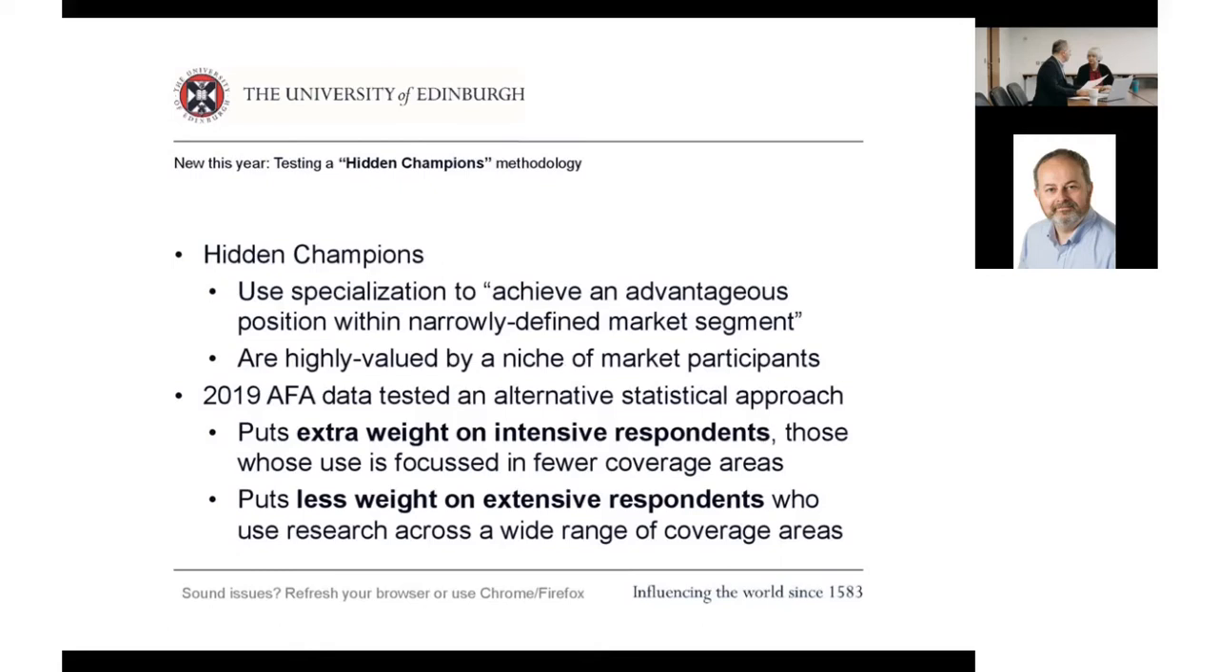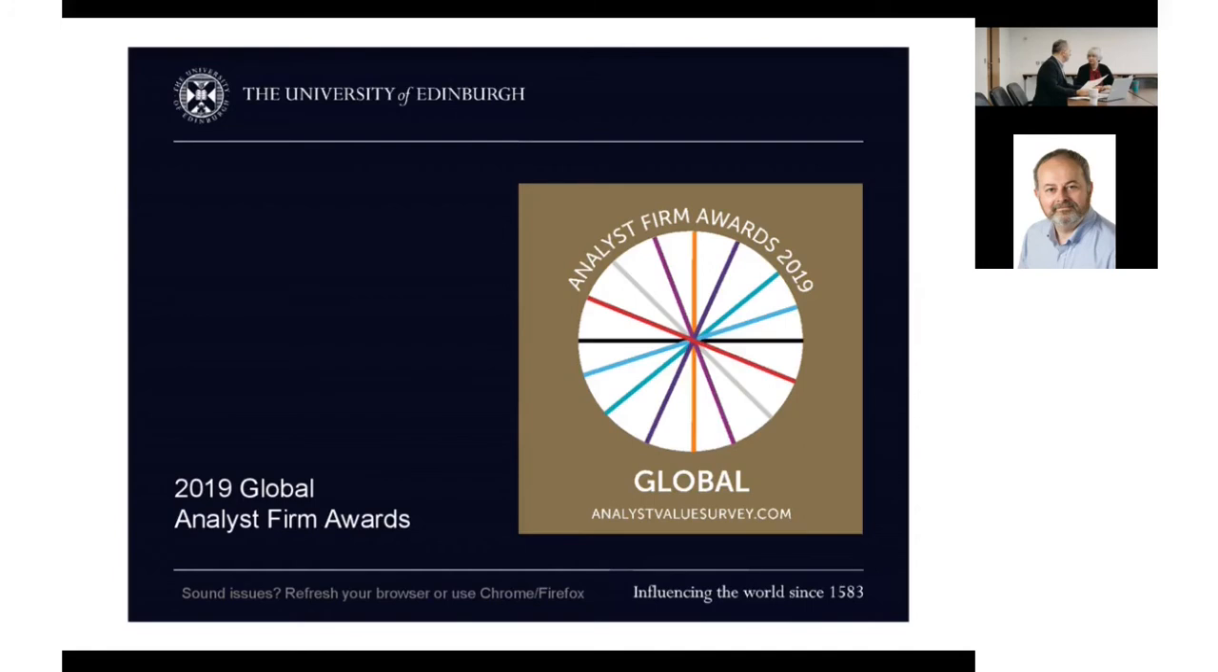I'm going to move now to the first and biggest category, the Global Analyst Firm Awards. And I think while I might do that, I may even take a sip from a glass of water.